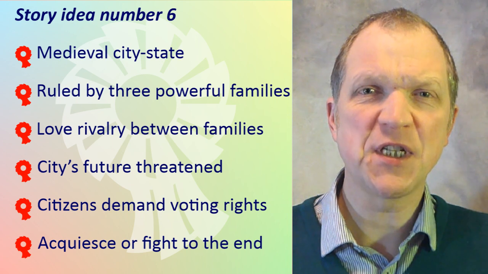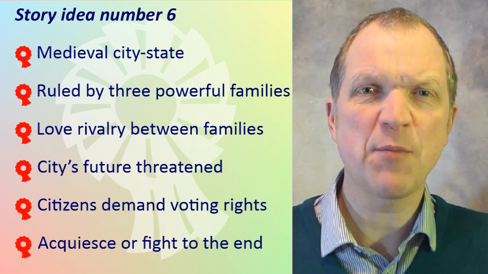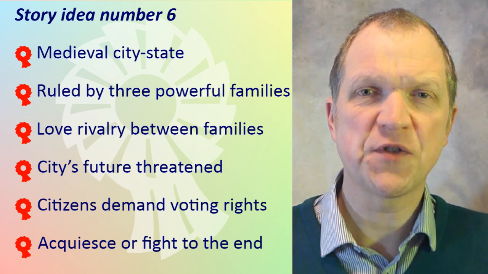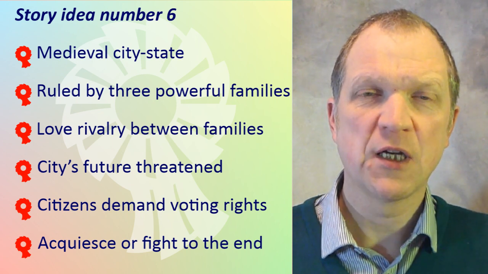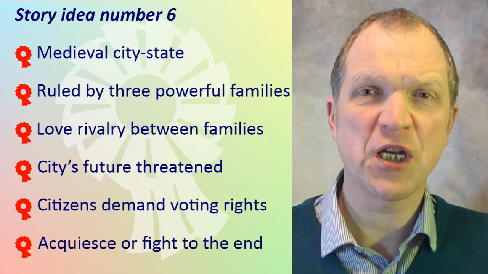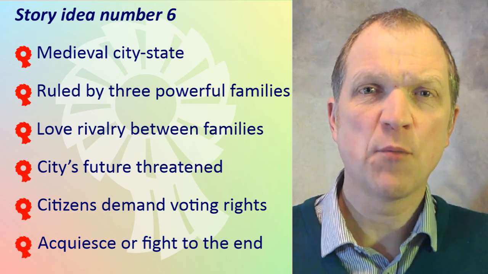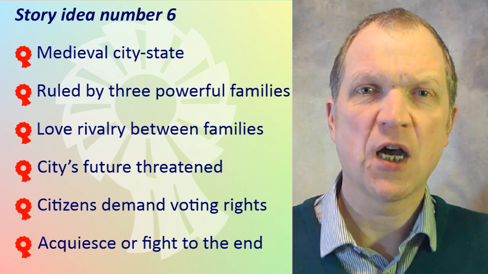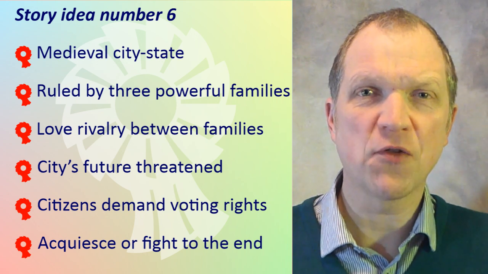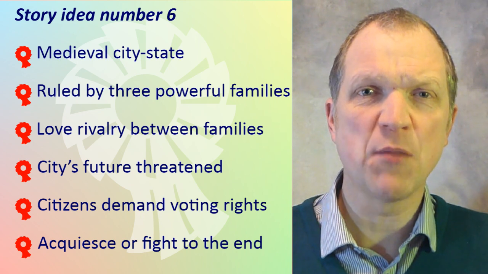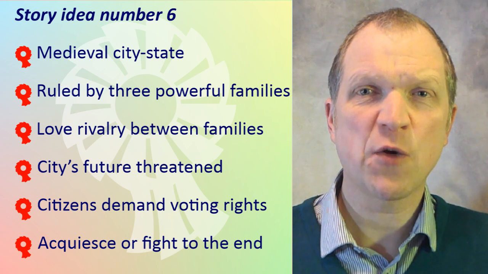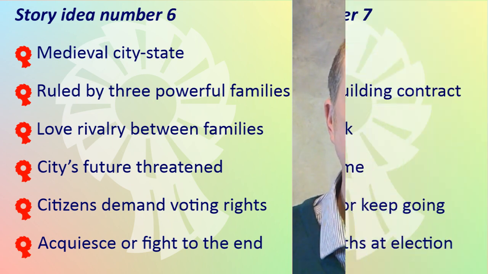A medieval city-state is ruled over by 3 powerful families, one in charge of defence, the second in charge of taxes, and the third in charge of law and order. The children of each family are initially friends, as they share tutors, but as the children reach adulthood, a love triangle forms, and rivalries threaten the city's future. Concerned citizens rise up and demand the right to vote. How do the powerful families react? Do they acquiesce or do they fight to the end?